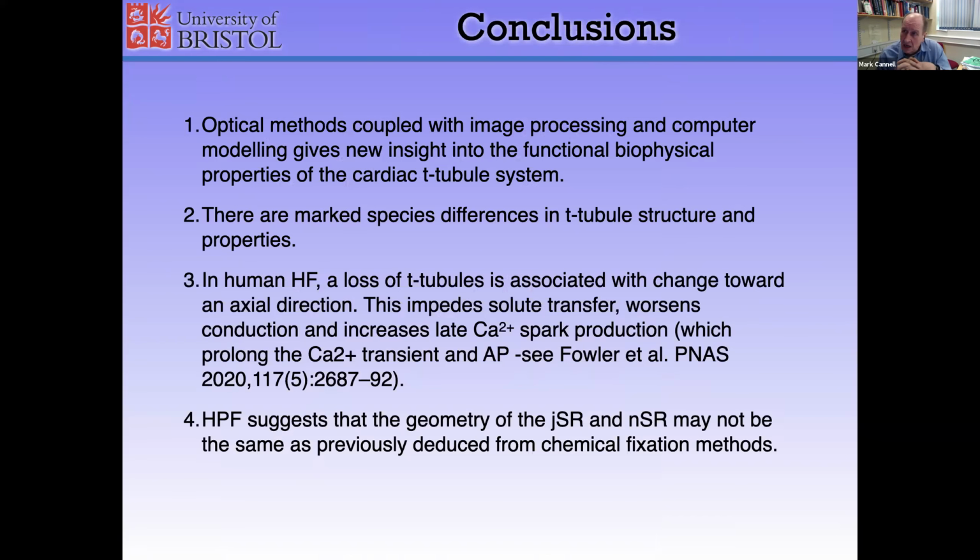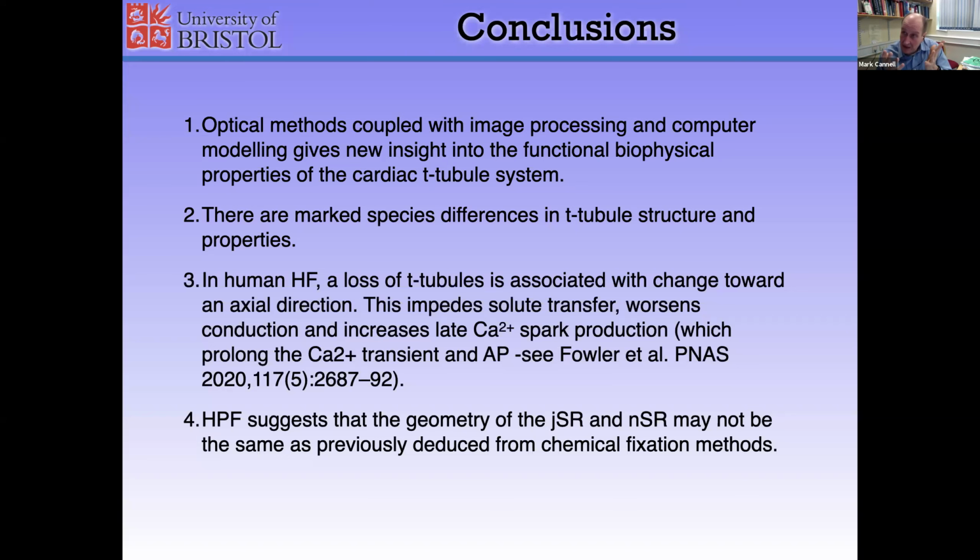So to summarize, I'd like you to think that we can get more than just pretty pictures by using confocal microscopes. We can actually get real quantitative data with a bit of creative image processing, and that there are marked differences that we can see in the T-tubular structure between rodents, humans, and rabbits. Rabbit is much more like human in our hands. And in human heart failure, we lose T-tubules, and that's strongly correlated with the defects in EC coupling. And some of my other work, which I'm not talking about here, relates some of the effects of this to something we call late calcium spark production, which we believe is arrhythmogenic.